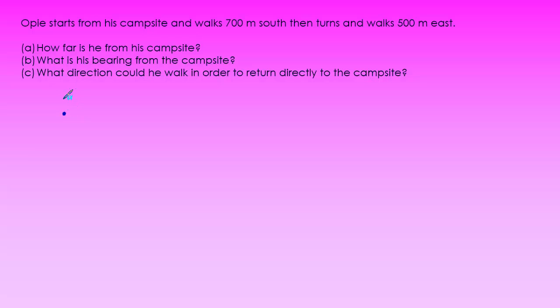So let's say that OP starts here and this is north. We know that OP walks directly south. So he's going to go down the page to this point here, and that would be 700 meters. He's then going to go 500 meters east, so that's over here, and we know this is 500 meters, and of course there's a right angle between going south and going east. So this is where he is, and this is the line he would have walked had he gone directly.